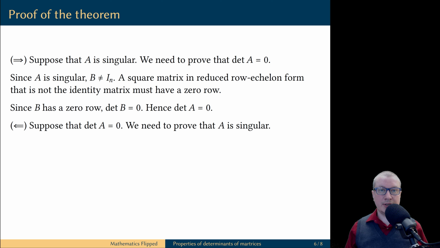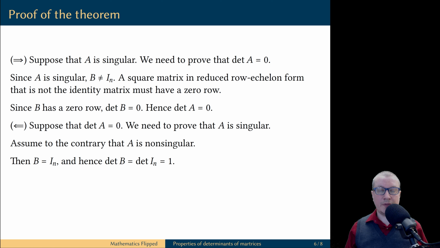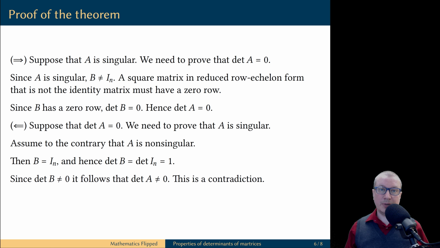In the opposite direction, let's assume determinant of A is equal to 0. We need to prove that then A must be a singular matrix. This is going to be proved by contradiction. Let's assume that A is actually non-singular. Then its reduced row echelon form B is the identity matrix. And the determinant of the identity matrix is equal to 1. In other words, it is not equal to 0. But if determinant of B is not equal to 0, then determinant of A cannot be equal to 0. This is a contradiction to our assumption that determinant of A is 0.